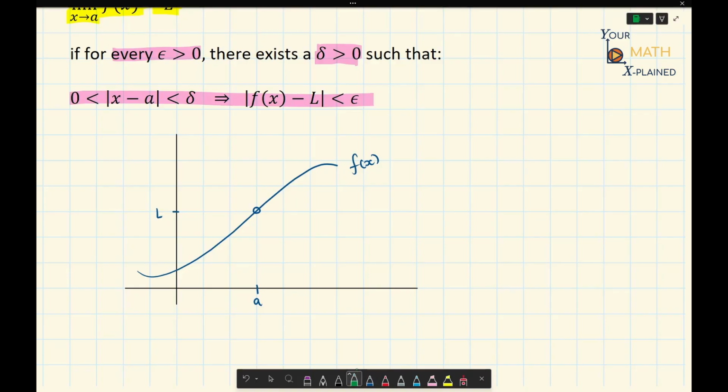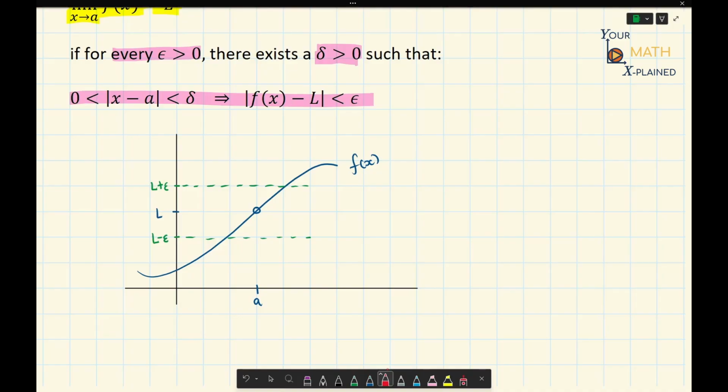So now epsilon controls how close we want the output to be to L. So you can think of it as a band around L. Which means this here would be L plus epsilon, and this here would be L minus epsilon. So this band dictates how close we are to the value L. It gives you plus minus epsilon away from that value.